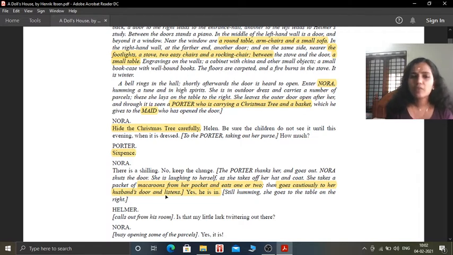And what is the name of her husband? It is Torvald Helmer. So Helmer immediately calls out from his room, "Is my little lark twittering out there?" So see how Helmer has addressed his wife. "Oh, it's my little lark," instead of darling, little lark. What is a lark? It's a kind of sparrow. Twittering, this word is familiar to you. Twitter.